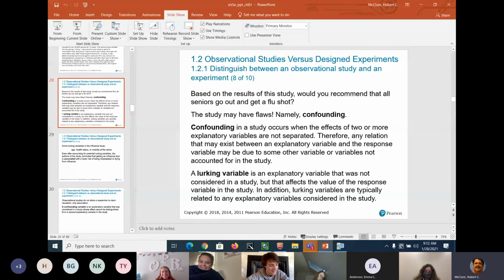All right. So, confounding in a study occurs when the effects of two or more variables are not separated. Therefore, any relation that may exist may be due to some other variable not accounted for in the study. Now, that makes absolutely no sense. Confounding is when something doesn't have anything to do with the other. Let me give you an example.